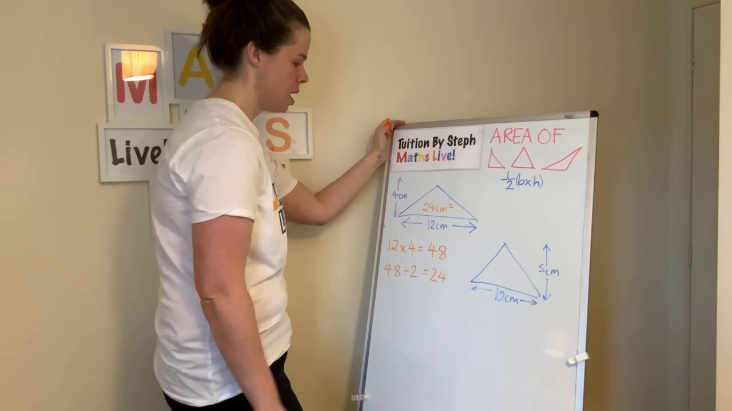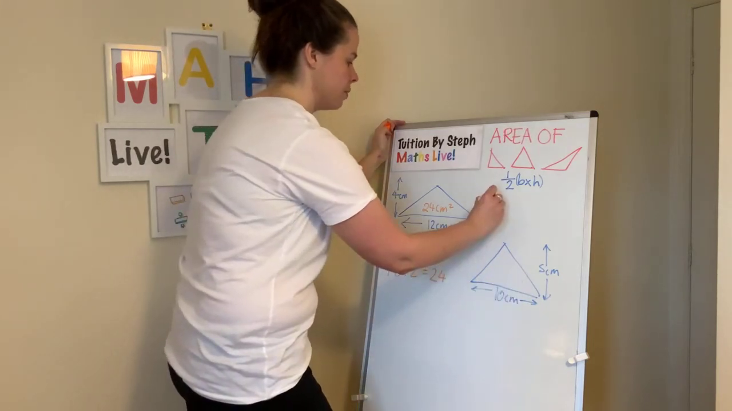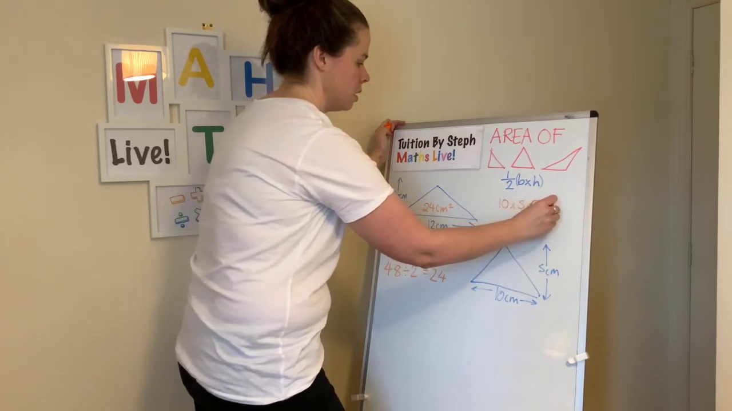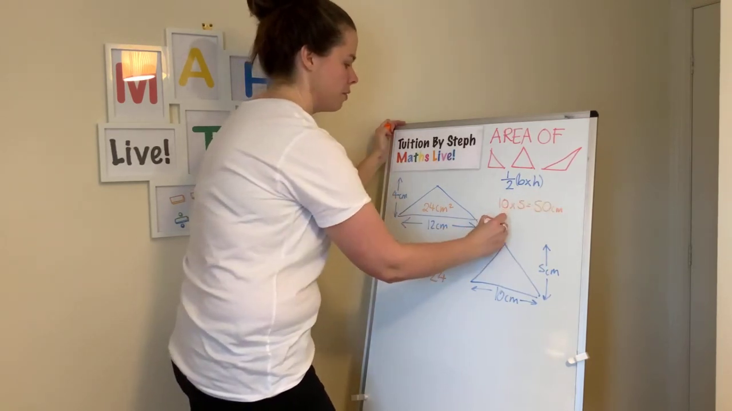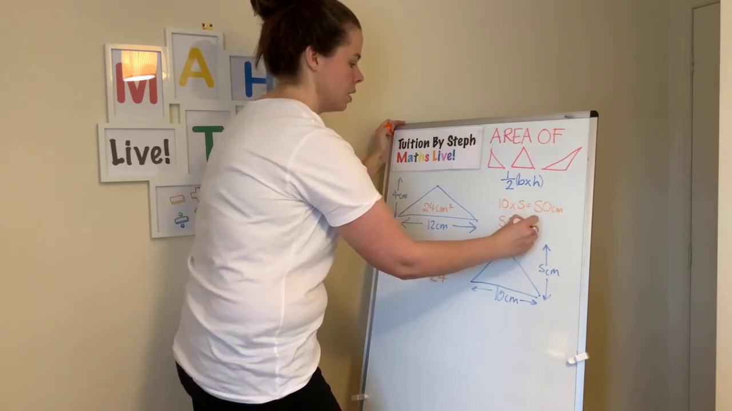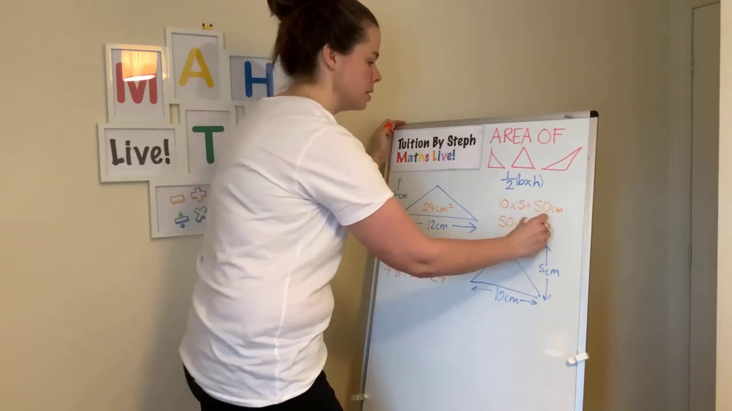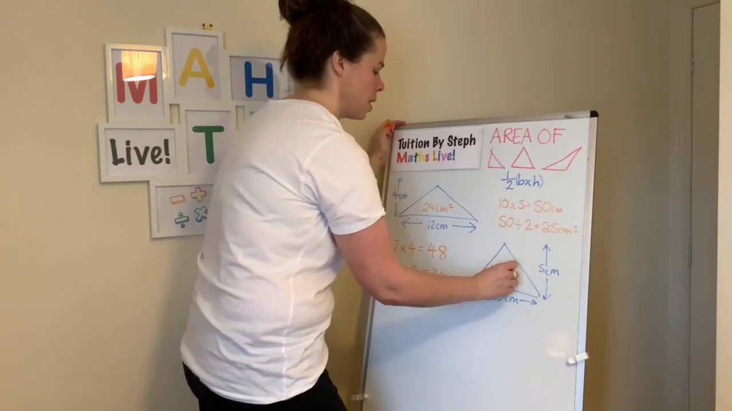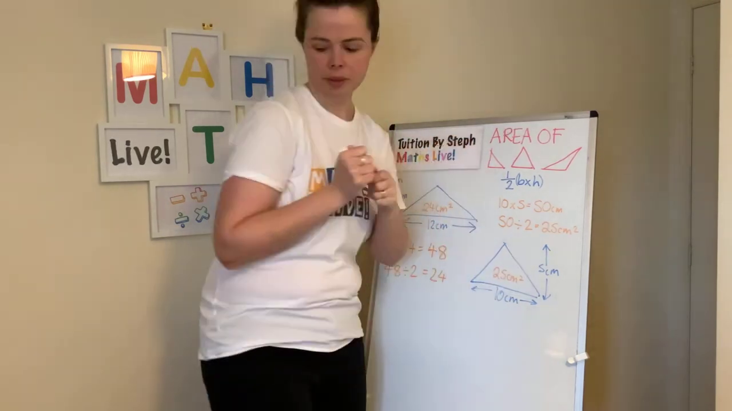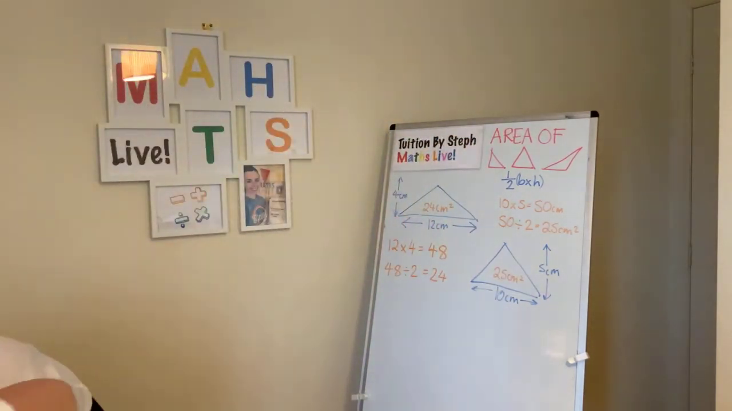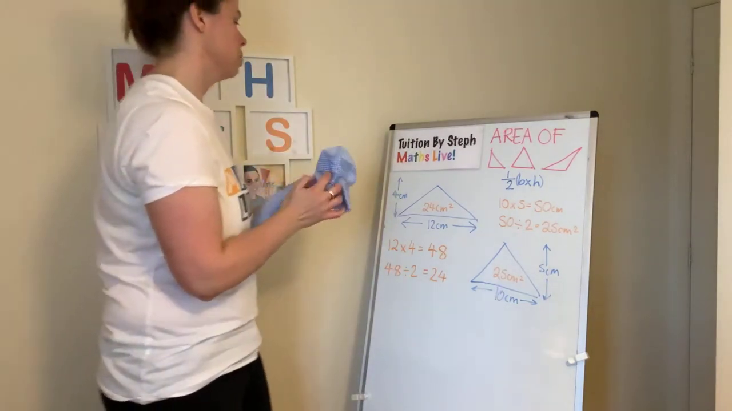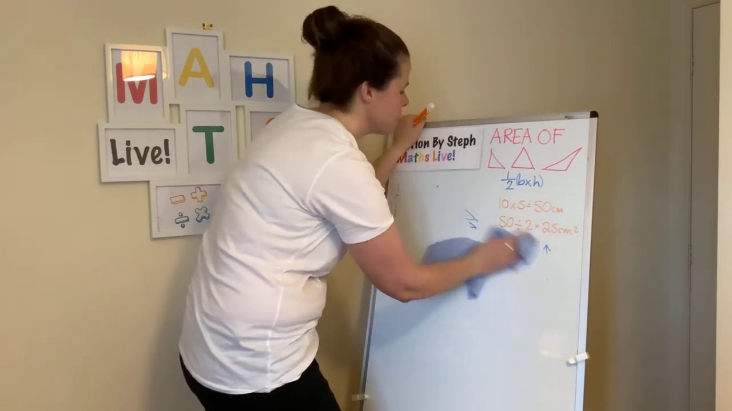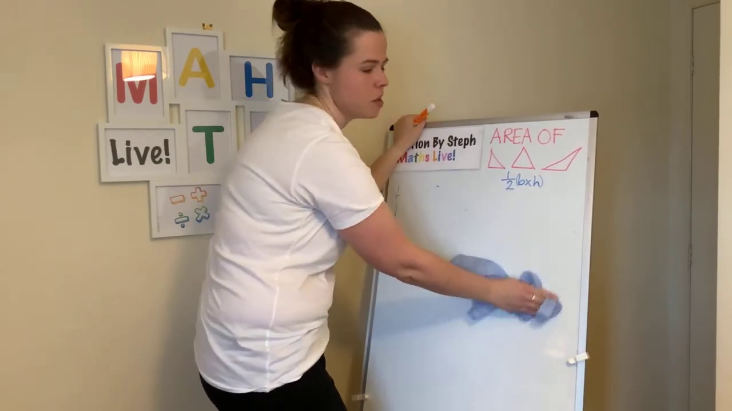There we go. And for the next one, 10 times 5 is 50. Okay. And then we need to halve the 50, which hopefully you might know mentally is 25 centimetres. So it's 25 centimetres squared. Okay. So we've done right angle triangles. We've done isosceles triangles. Not going to do equilateral triangles because they're easy peasy. Okay.